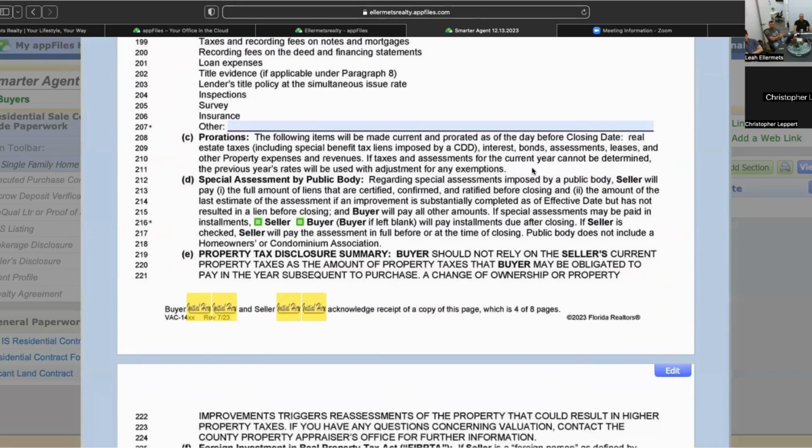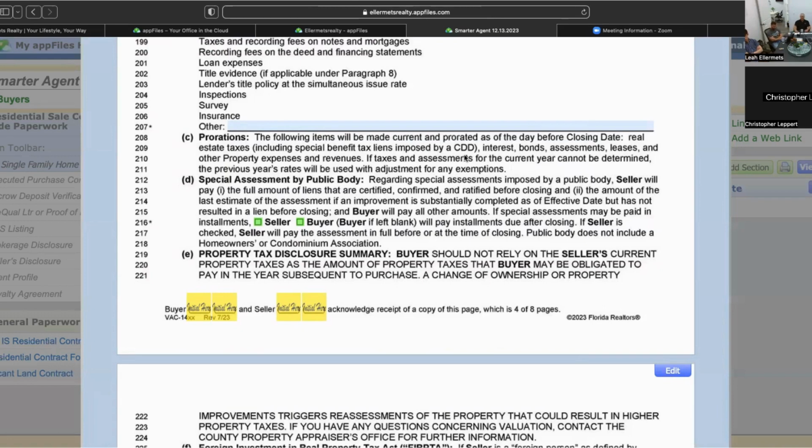Prorations, again, same as always, on your taxes and everything else that's imposed on that property. And again, if it's a standard construction lot, you may have a CDD fee, HOA fees, one-time buy-in fees for certain communities, all these fun things.